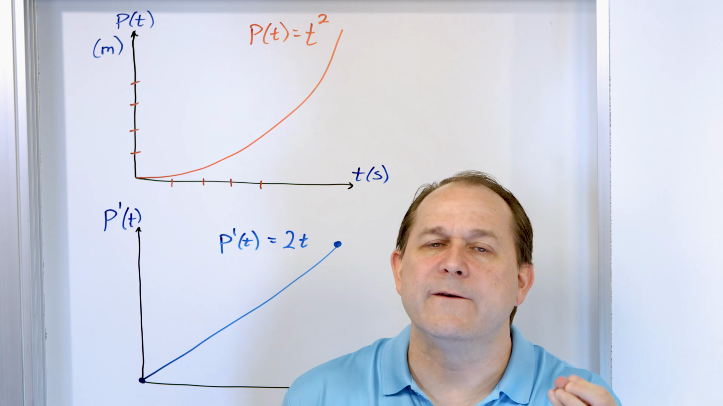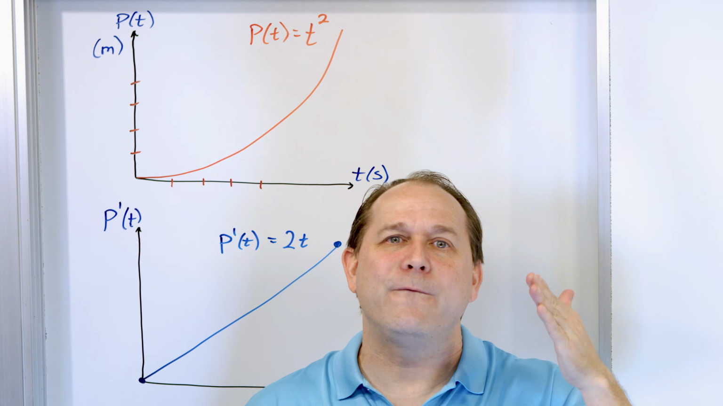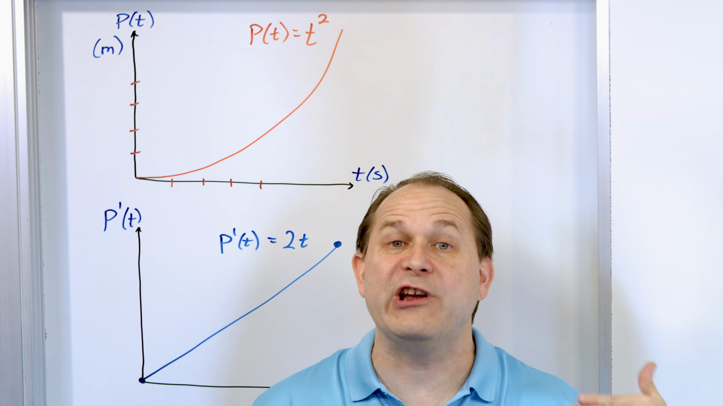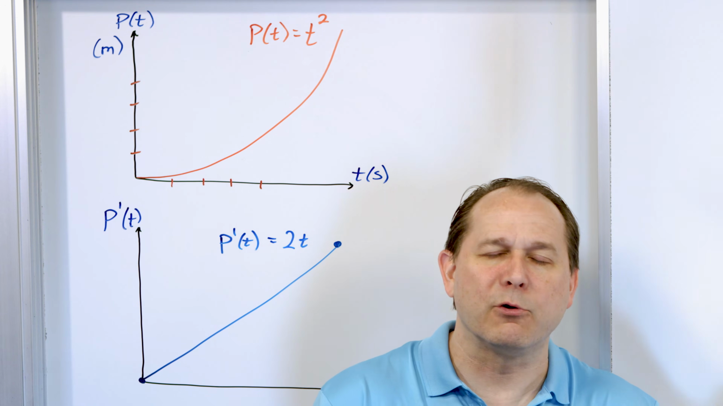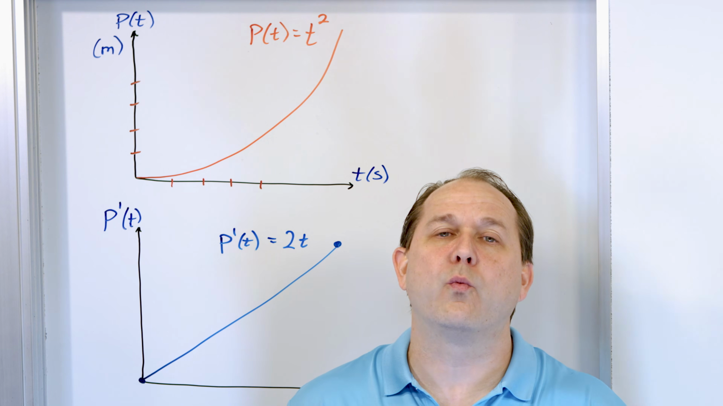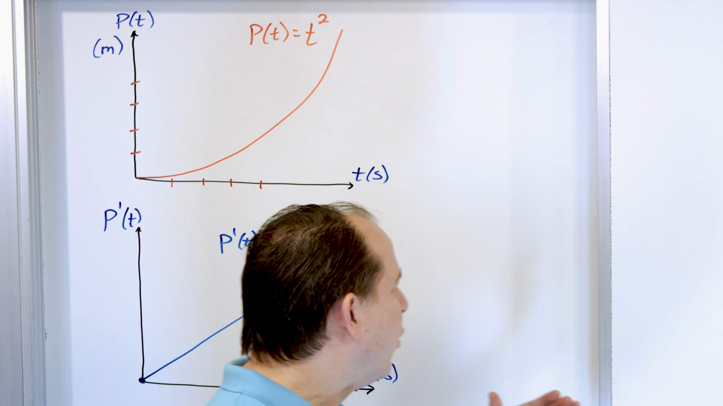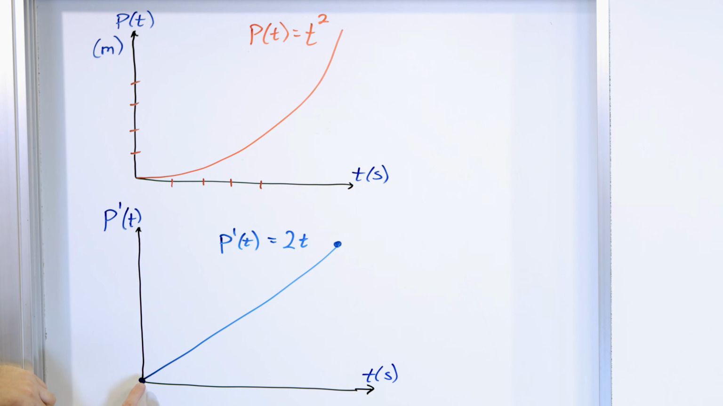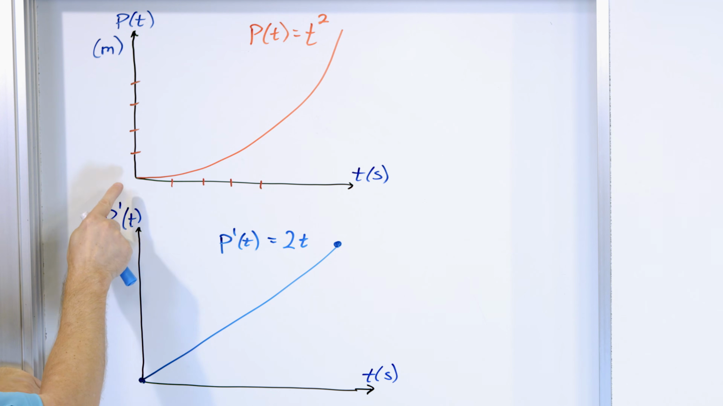But what that derivative represents is how fast the original function is changing with respect to time, or whatever variable you're studying, at any point in the original function. In other words, what is the rate of change? And what this derivative tells me is that the rate of change of the original function is 0 here.